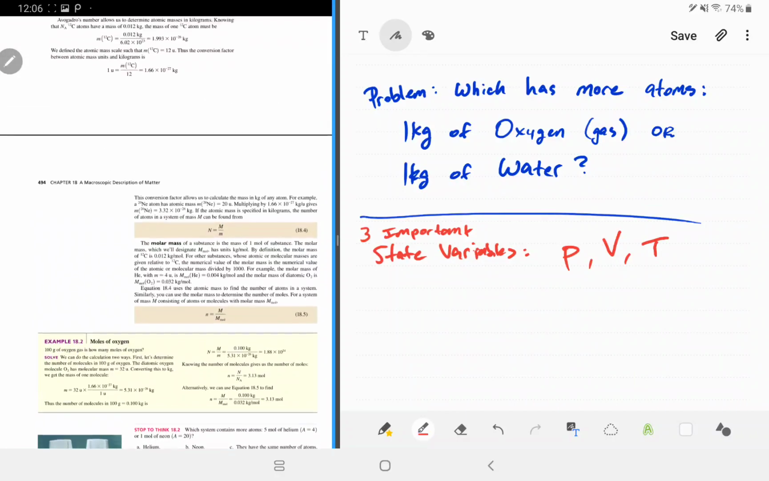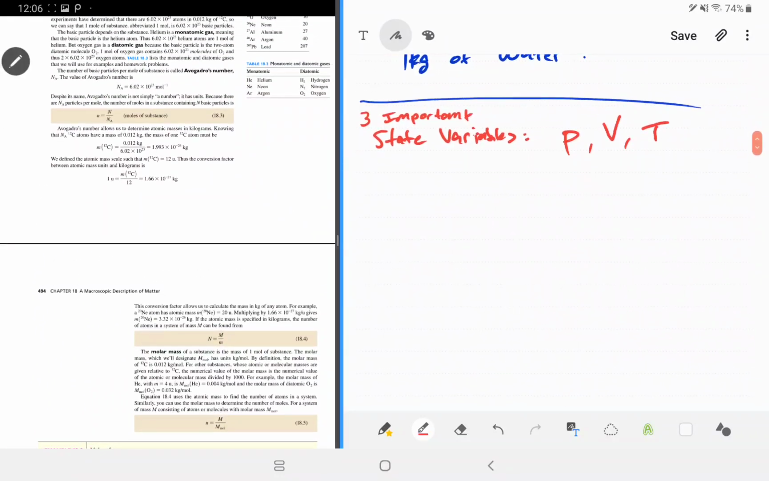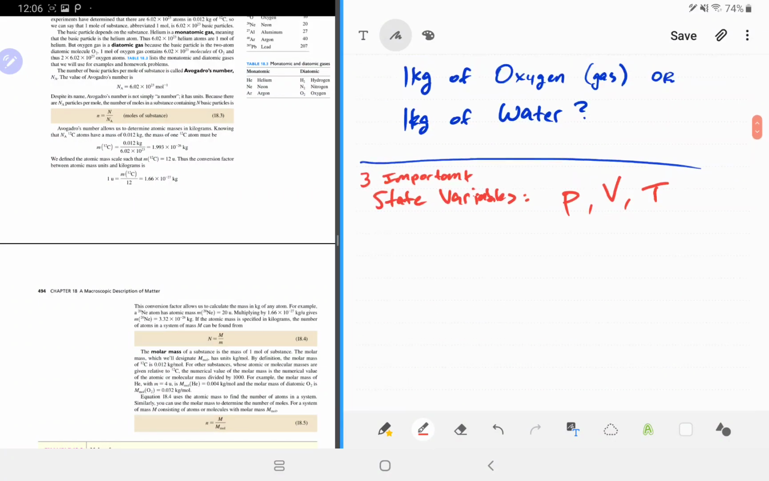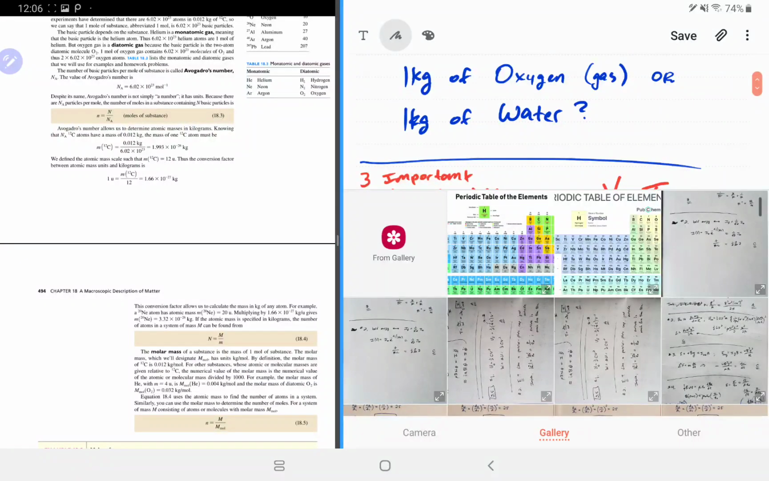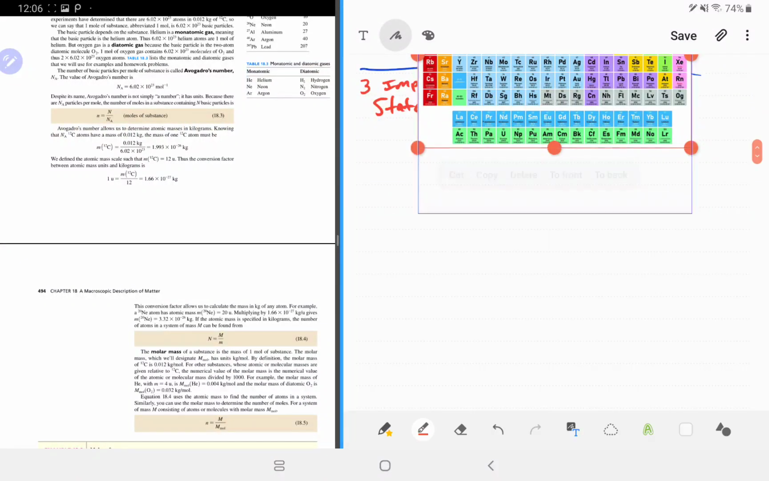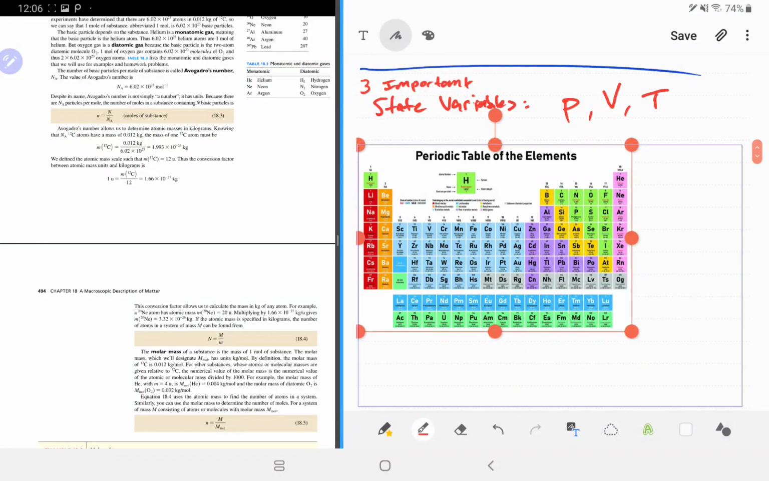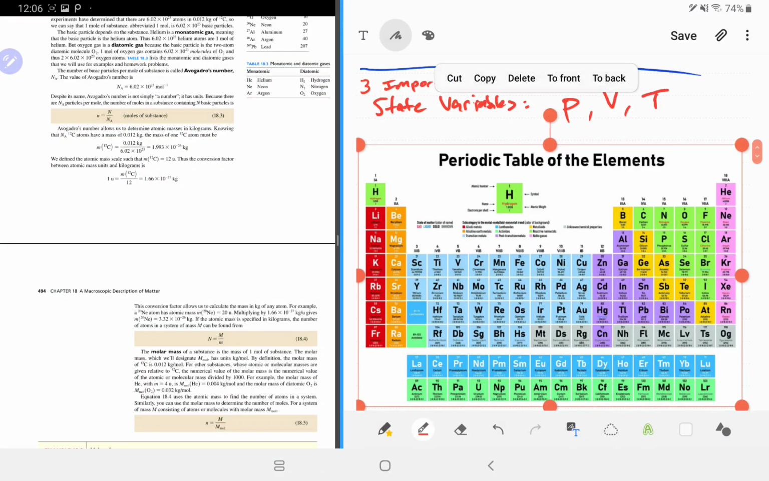To talk about the next few pages, I think it makes more sense to just pull up a periodic table. So why don't I do that.